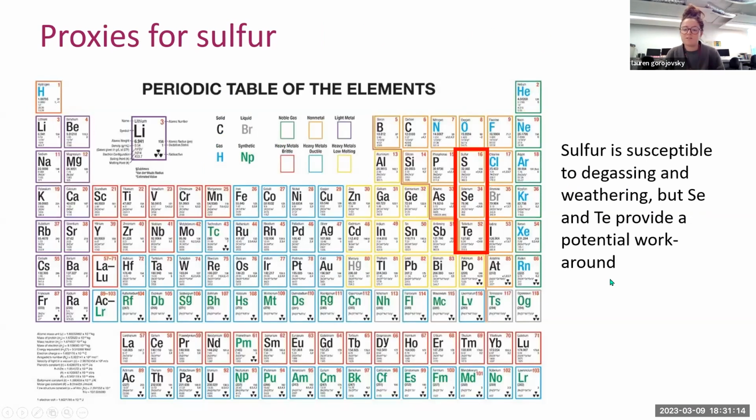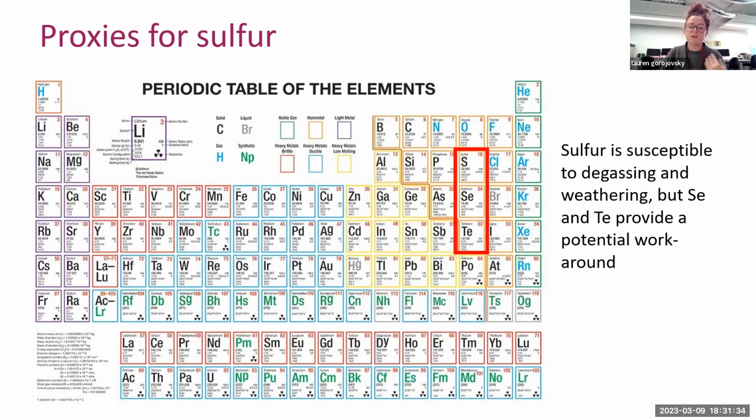So why sulfur, selenium, and tellurium? Tellurium, I'm actually not going to go into too much in this talk, but it's quite relevant to the method development work that I've done and to broader aspects of my PhD work. But sulfur, for example, is extremely susceptible to degassing and weathering because it's quite volatile.